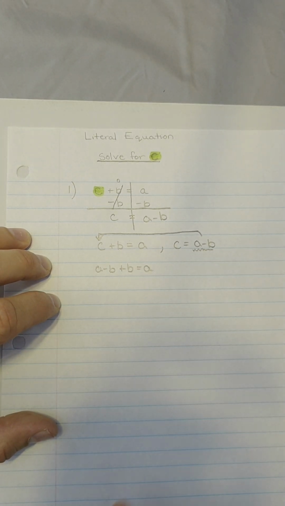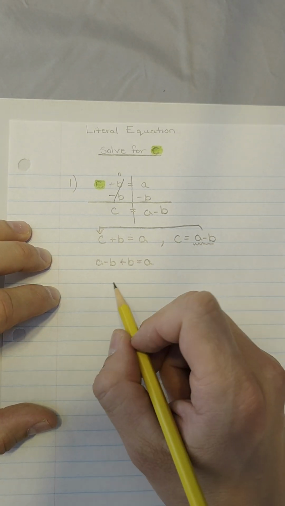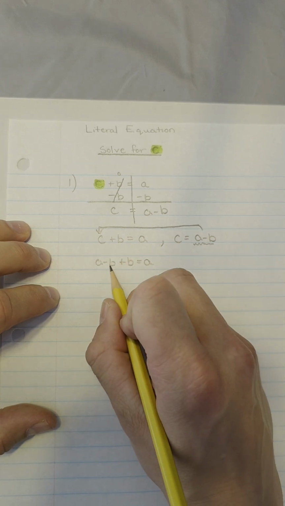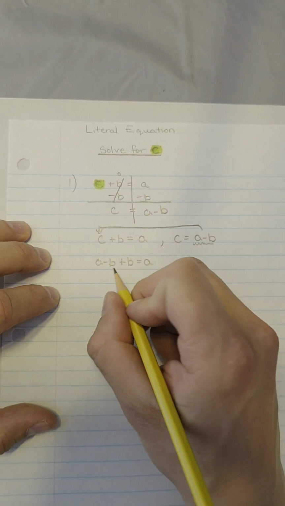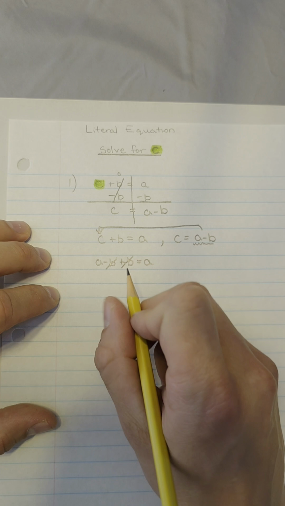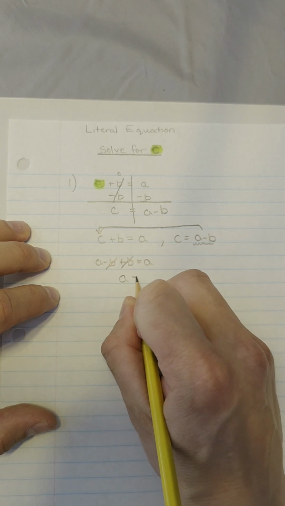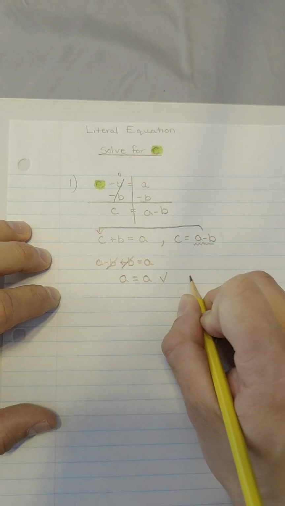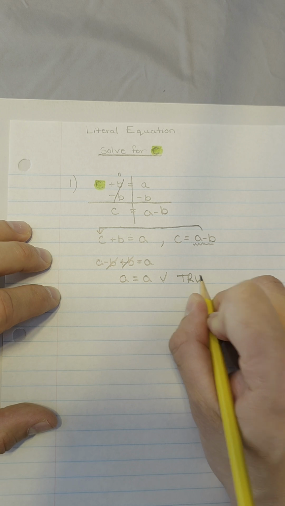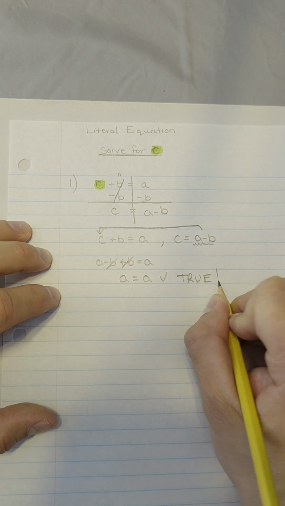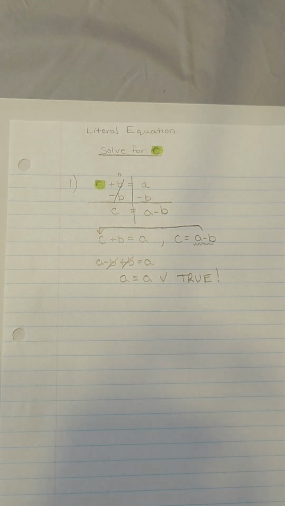All right? And so now what we're going to do, and we could go ahead and simplify this equation. We have a negative B and a plus B. Those guys are opposites. So they go away because that's 0. And then we have A equals A. A true statement. True. And that's why I think that math is so beautiful. In math, you could always go ahead and find the right answer. I love that. So I hope that helps. Now you know how to do a one-step literal equation.